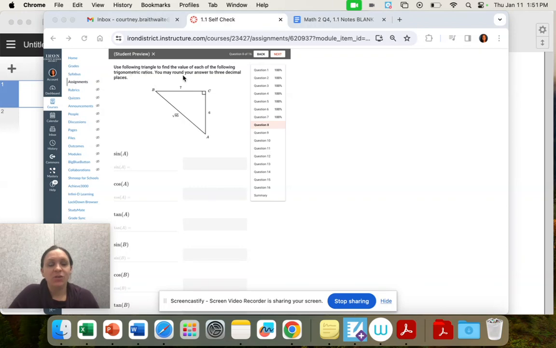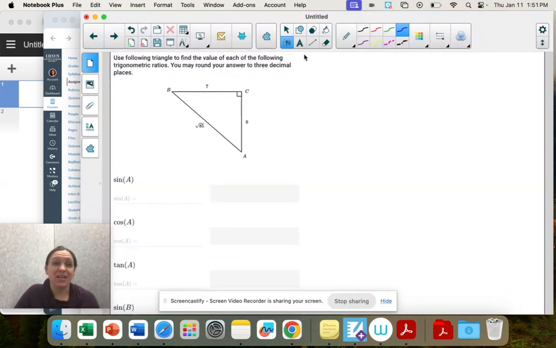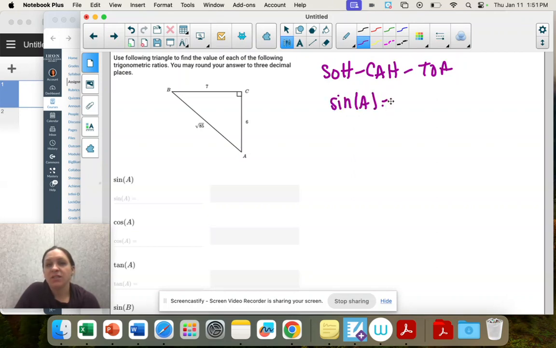Number 8, use the following triangle to write the trig ratios. You may round your answer to 3 decimal places. We learned on the last one you don't have to. So let's remember SOHCAHTOA. So sine of some angle is opposite over hypotenuse.